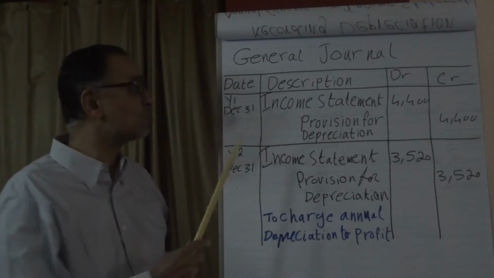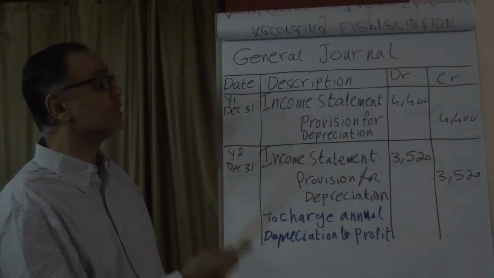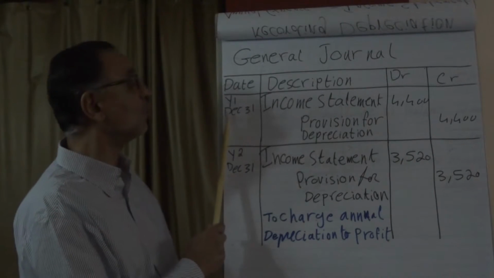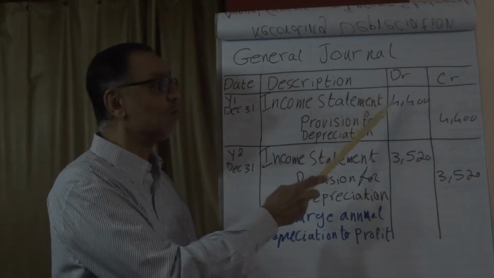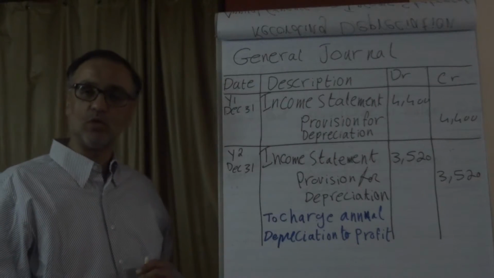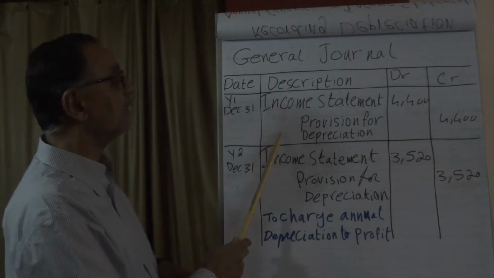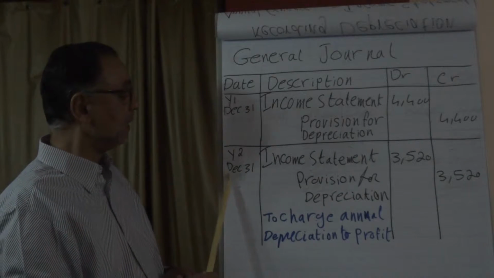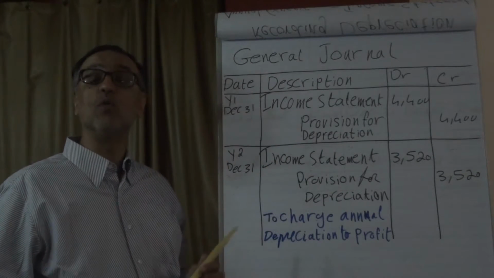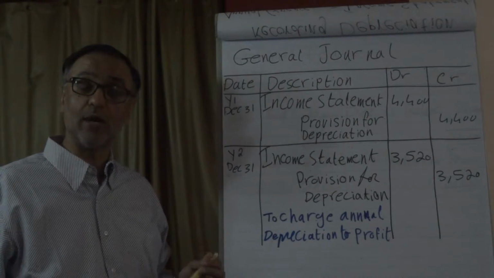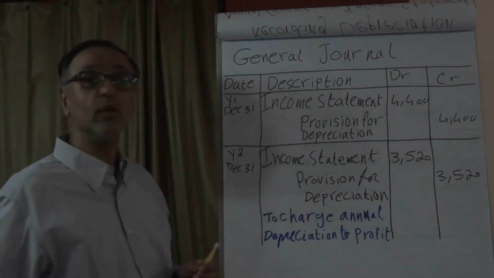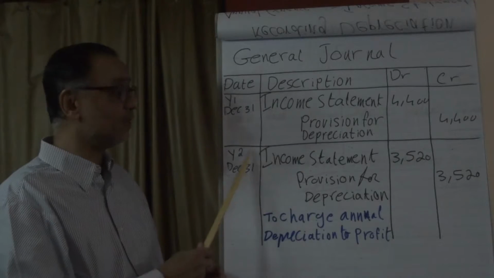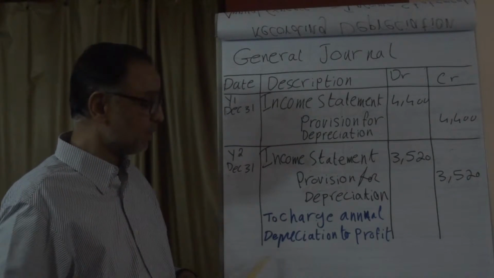So for our journal entries, we have the entries using the diminishing depreciation calculation. On December 31st in year 1, we have the income statement debited with 4,400, that's 20% of the 22,000 value of the asset, and the credit is the provision for depreciation account, 4,400. In year 2, on December 31st, the income statement will be debited with 20% of the remaining net book value at the end of year 1. That's 3,520, and the credit is the provision for depreciation account. The description for both entries is the same: to charge annual depreciation to profit.